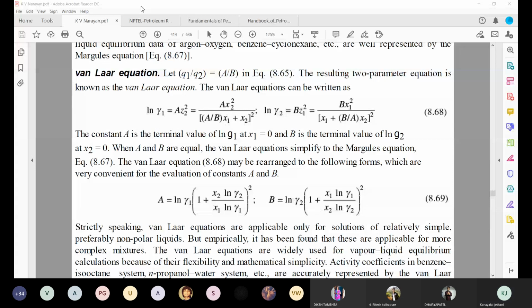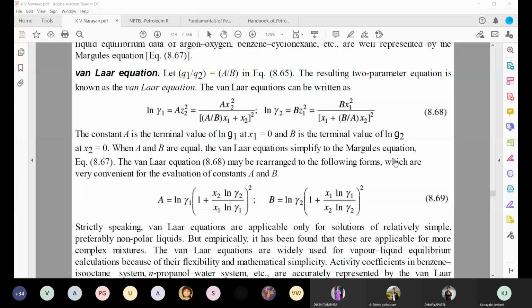Hello. Yes, sir. Okay, there is always some network issue. If the PDF is also not visible, then that is the problem. I'm just reading that equation. Can you see the equation, Van Laar equation?